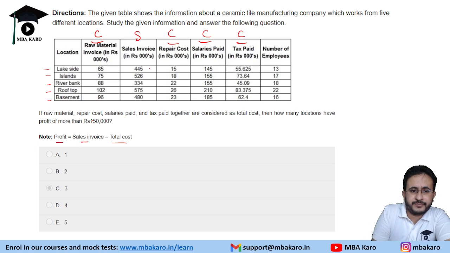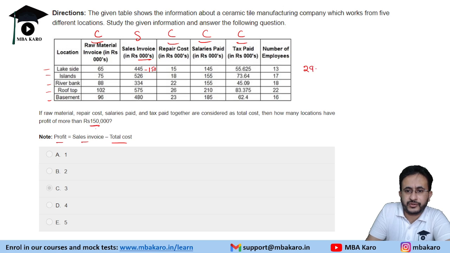In this question you do need some calculation. It says profit of more than 150. These values are in thousands, so subtract 150 from the sales. That should give you the total cost. In the first case, the total cost is 295. Second case, 376. We will compare the cost. The total cost should be 184 to get that profit.